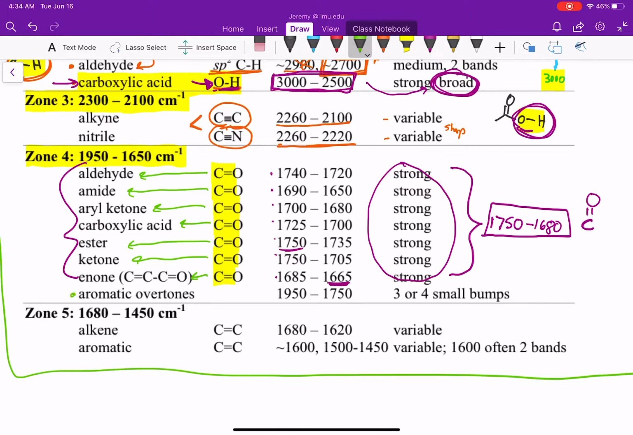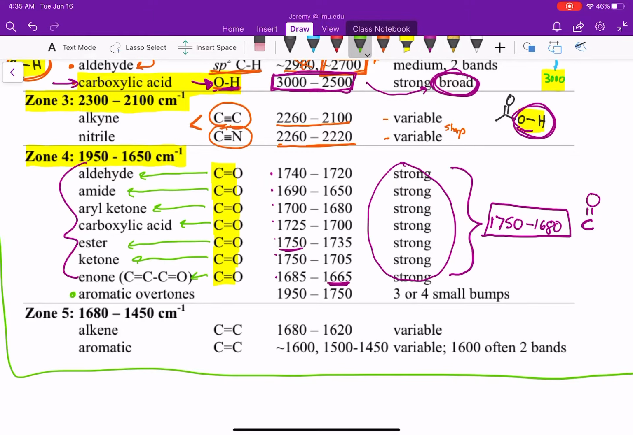There is one additional peak we see, aromatic overtones. If you have an aromatic compound, generally benzene rings, you will see 3 or 4 small bumps between 1915 and 1750. Those are just small little bumps. They're not strong.